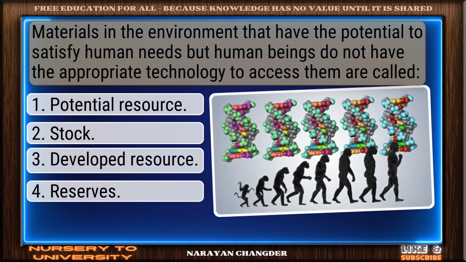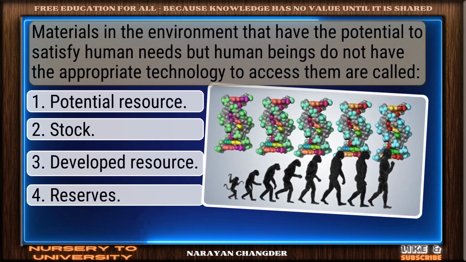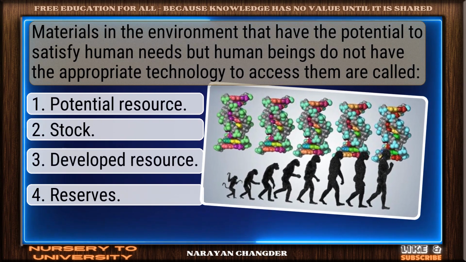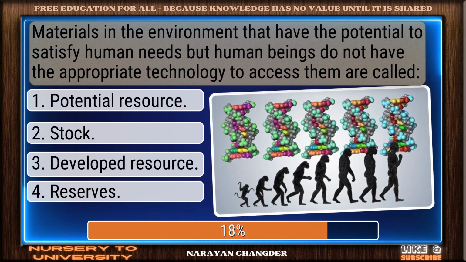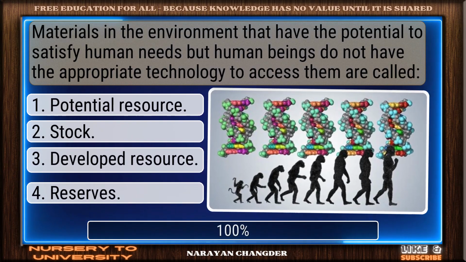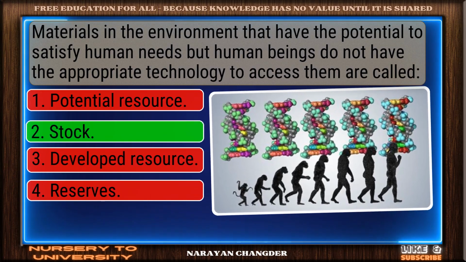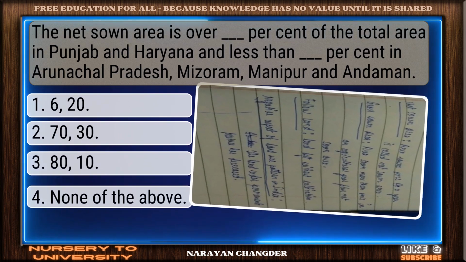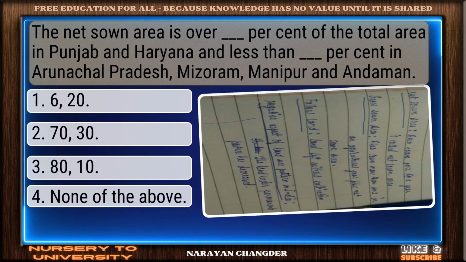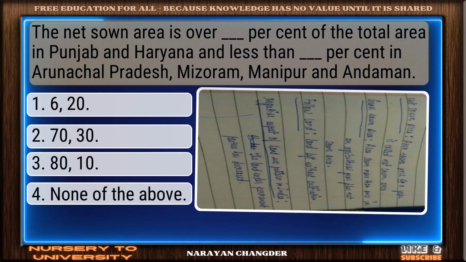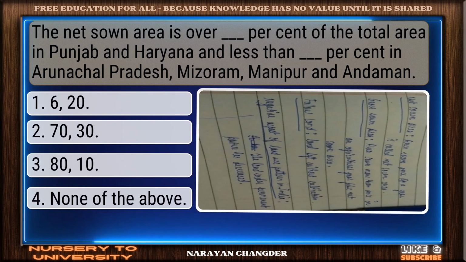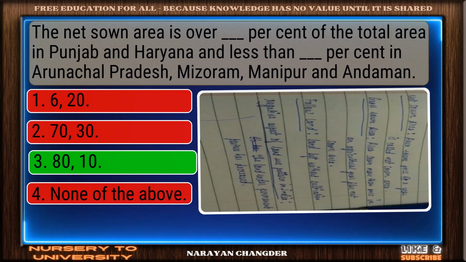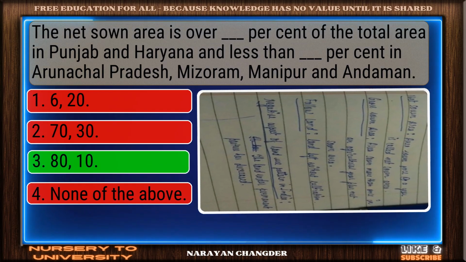Materials in the environment that have the potential to satisfy human needs, but human beings do not have the appropriate technology to access them, are called. Great job. Stock is accurate. The net sown area is over dash percent of the total area in Punjab and Haryana and less than dash percent in Arunachal Pradesh, Mizoram, Manipur and Andaman. You got it. 80-10 fits.